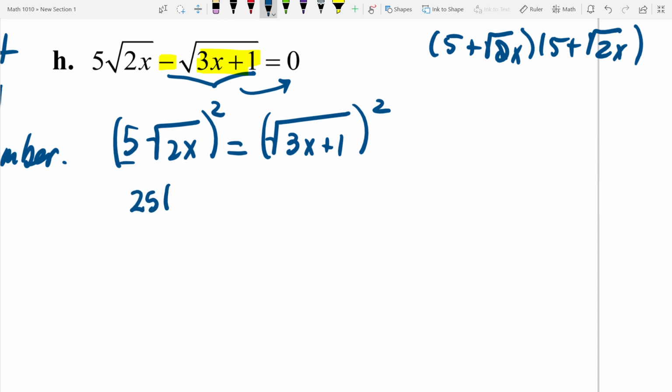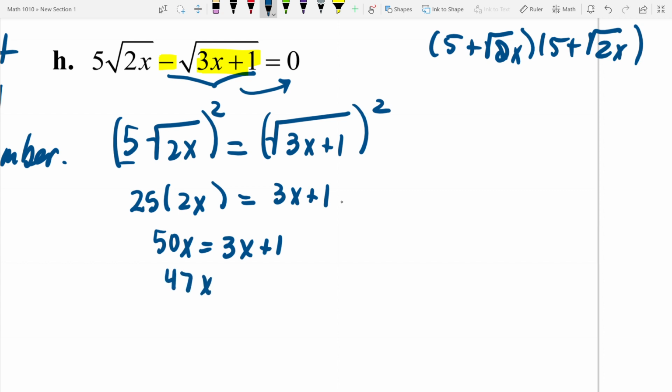5 squared is 25. The square root of 2x squared is the square root of 2x times the square root of 2x, which is 2x. And then on the right, the squared and the square root go away, so you have 3x plus 1. So now I have 50x equals 3x plus 1. Move my 3x over, so I have 47x equals 1. Divide, and I get x equals 1 over 47. It looks kind of scary and kind of bad, but it's fine because I have a calculator.